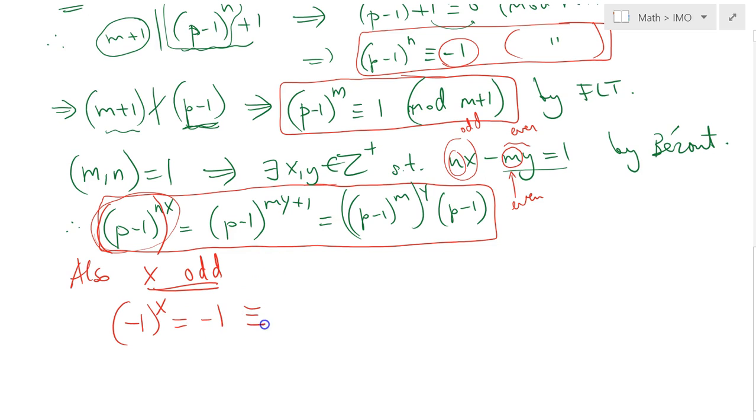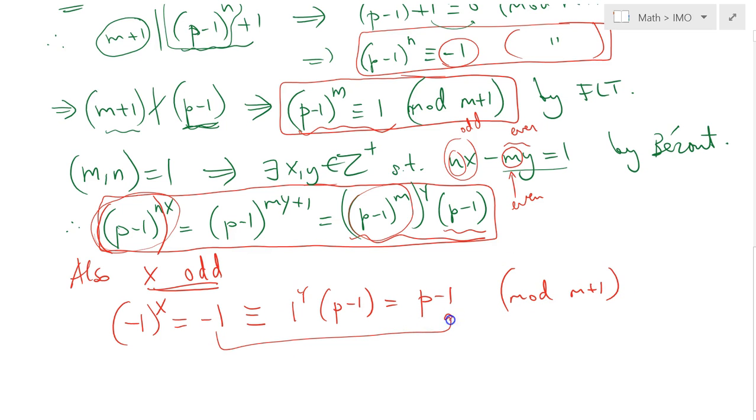So minus 1 is congruent to, on the right hand side, we already know that p minus 1 raised to the mth power is equal to 1 raised to the yth power times p minus 1, which is simply p minus 1. But then in mod m plus 1, when you compare these two, the minus 1s would cancel out, which would imply that p in fact is congruent to 0 in mod m plus 1.